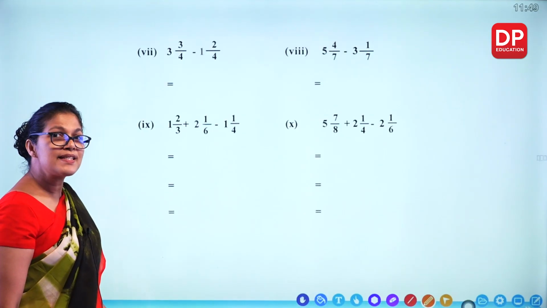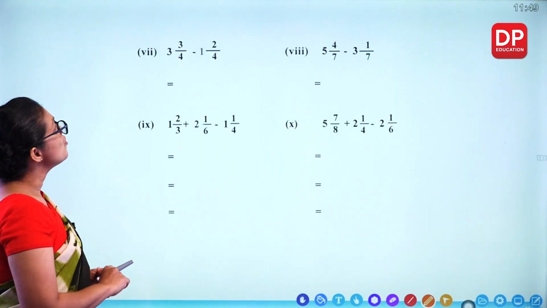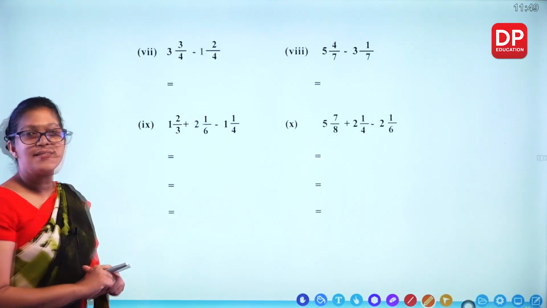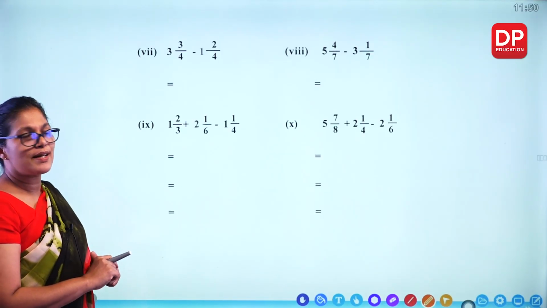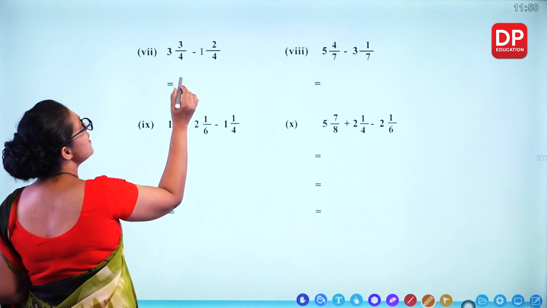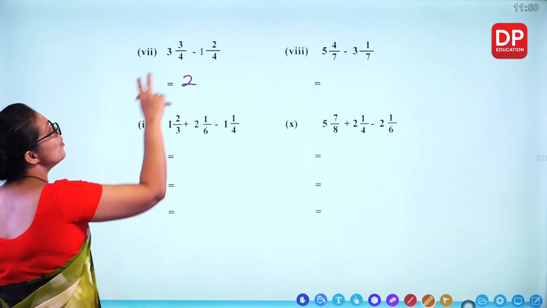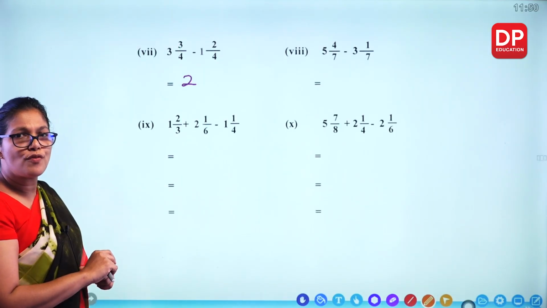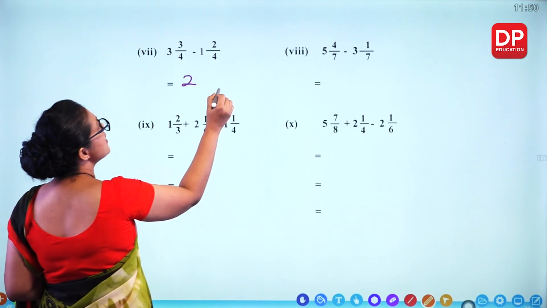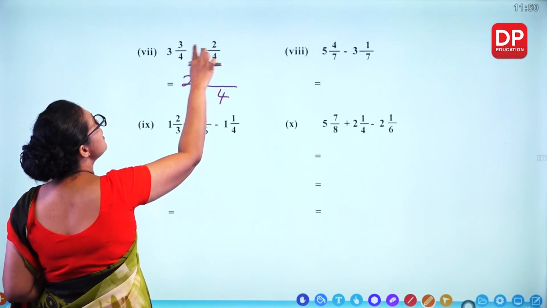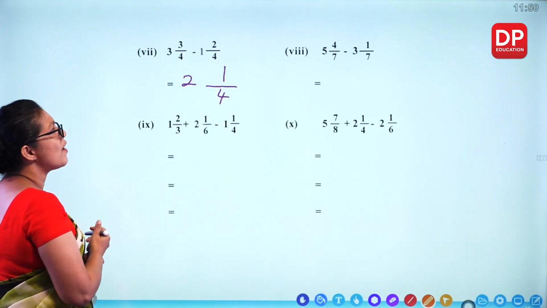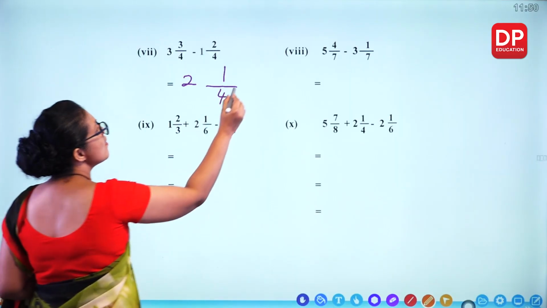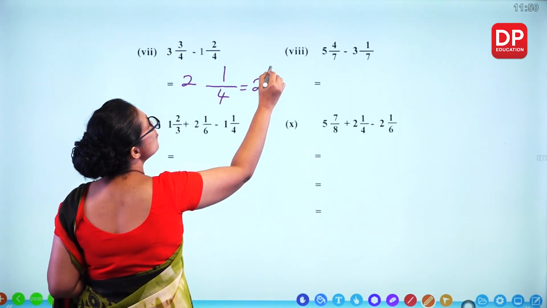Now you get mixed numbers. So what do we do? We can do the whole numbers separately and the fractions separately. 3 minus 1, you get 2. Then you can do separately 3/4 minus 2/4. Same denominator, 4, and 3 minus 2, you get 1. So 2 and, we can write like this, 2 and 1/4.